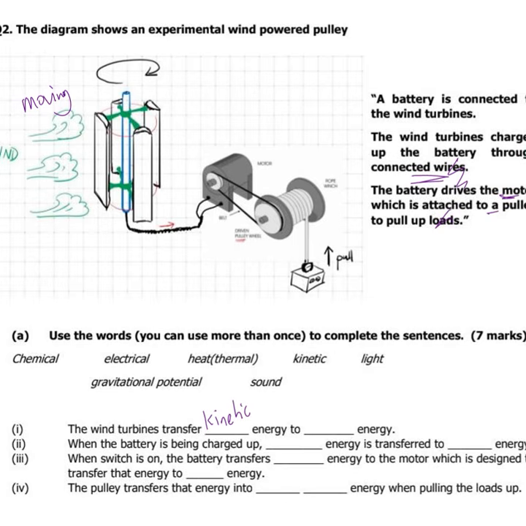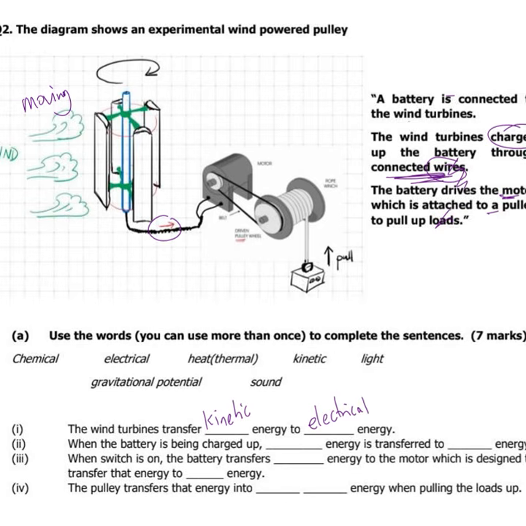Okay, so we can see here that there's wires. So look, it says here the battery is connected to the wind turbine. The turbine is charging the battery through wires. So wires, what goes in the wires? It's electrical energy in the wires. Okay, electrical energy.